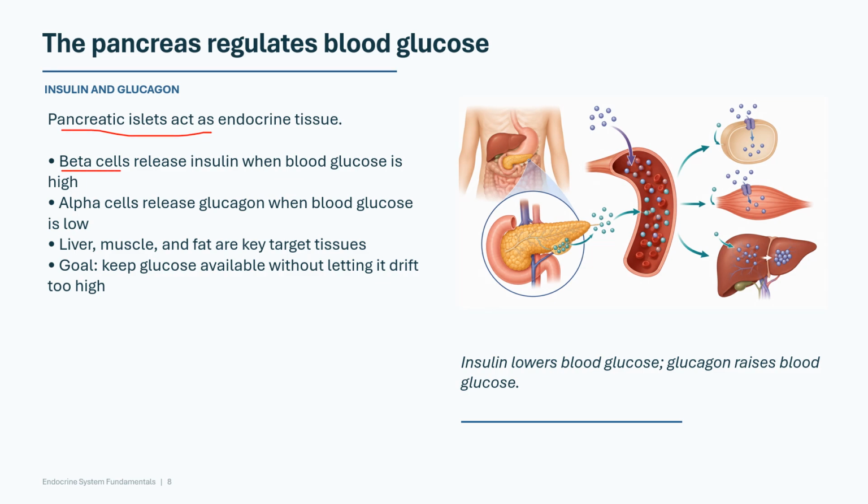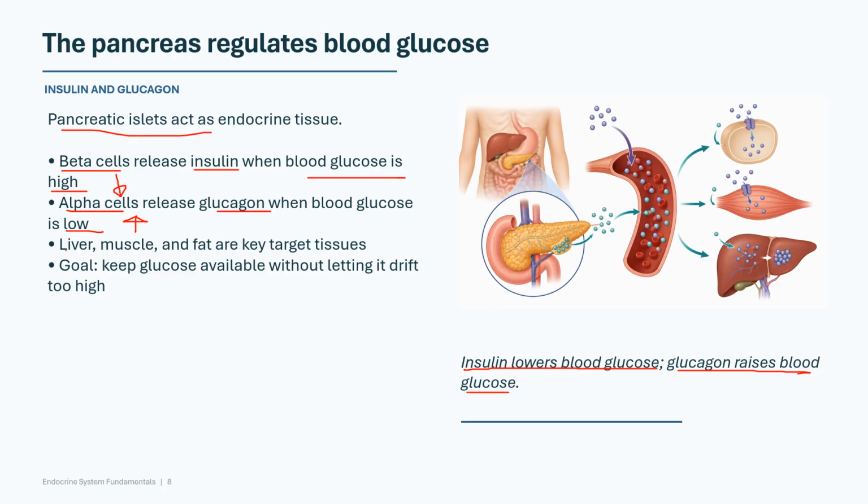Beta cells release insulin, especially when the blood glucose is high, to allow us to bring it back down to normal. It's also got alpha cells, which release glucagon when the blood glucose goes low to allow us to bring it back up to where it should be. So insulin usually lowers blood glucose when it is high, and glucagon raises blood glucose when it is low.